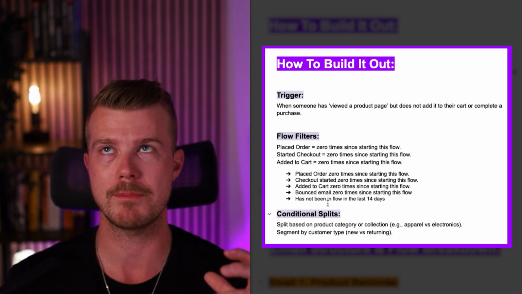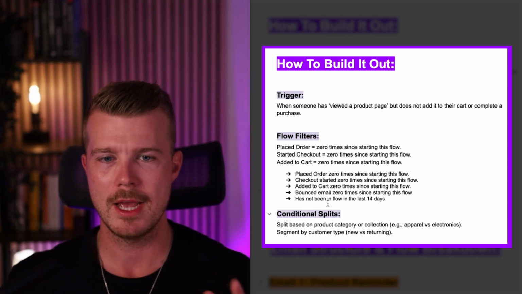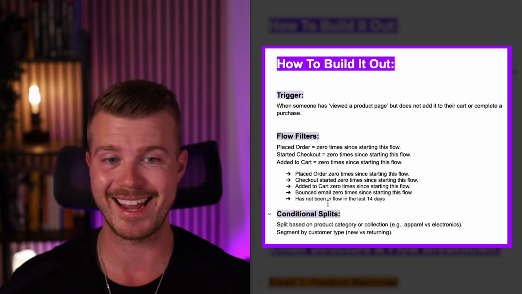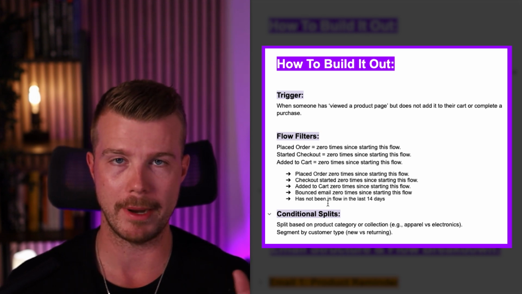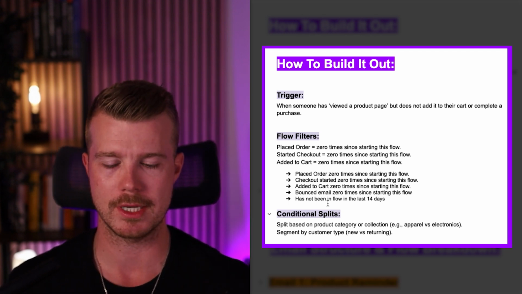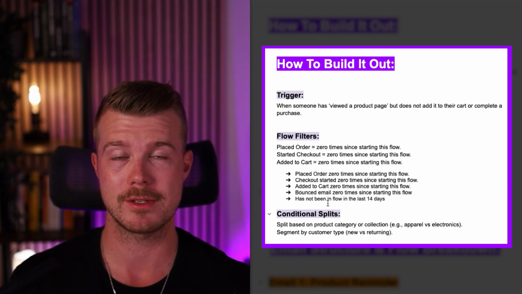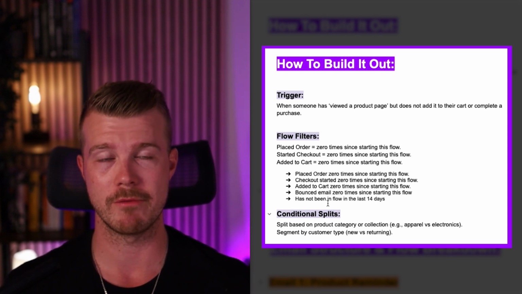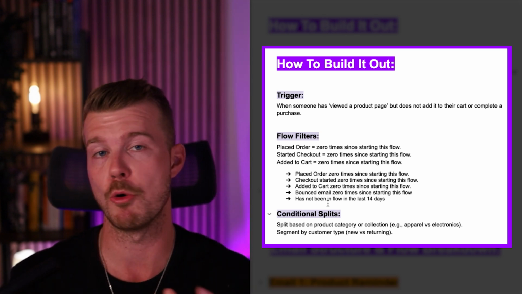Now you can do this based on a whole variety of different things, but if it makes sense for your brand to do this, you might want to do it for a category or a collection. It could be like apparel versus electronics if you sell both of those things. It could be supplements, right? If you're selling supplements, maybe you have weight loss supplements and you have muscle gain supplements. You might want to split it out based off of those things.